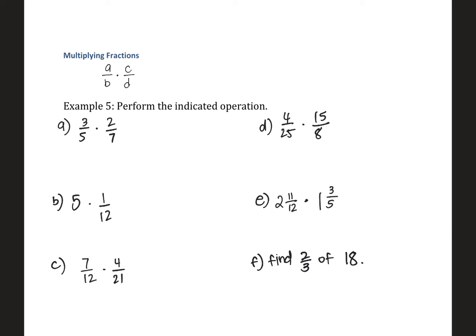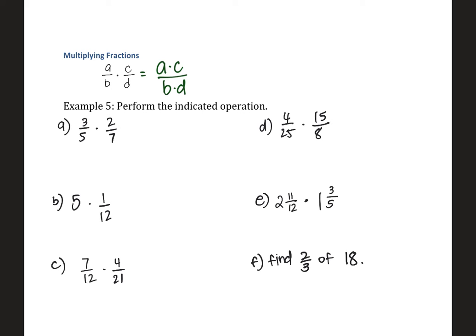Now we'll look into multiplying fractions. So if you see here, we have the top, we have a over b times c over d. What you're going to do when you're multiplying fractions is you can just multiply your numerators and then multiply your denominators. So my numerators are a and c, a times c over b times d. And if you can reduce it, then reduce it.